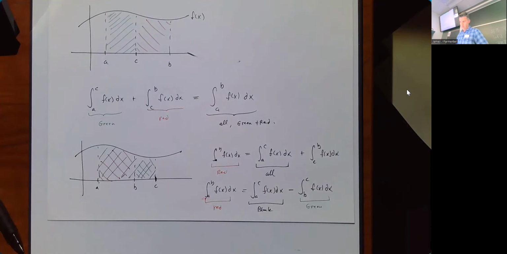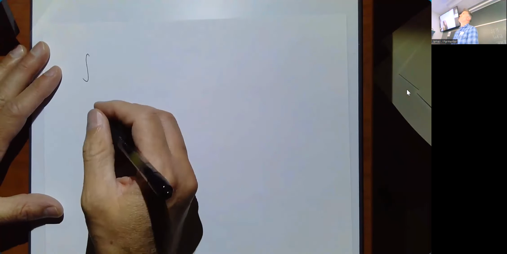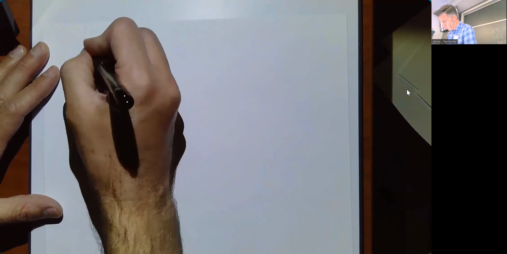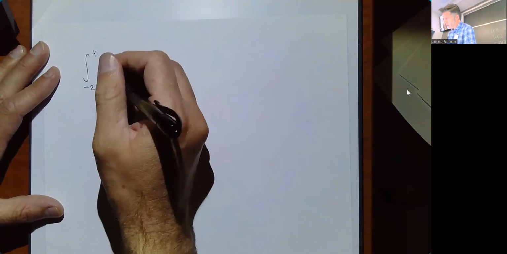So let's do one more thing, because I think it's nice. Let's say somebody asked you, and I'm going to make it a little bit more challenging than usual. Let's say someone said, I want you to find the integral from -2 to 4 of the square root of, yeah, making it hard.